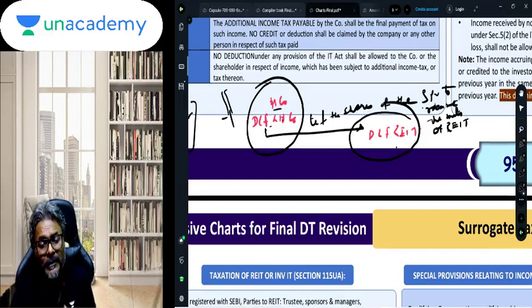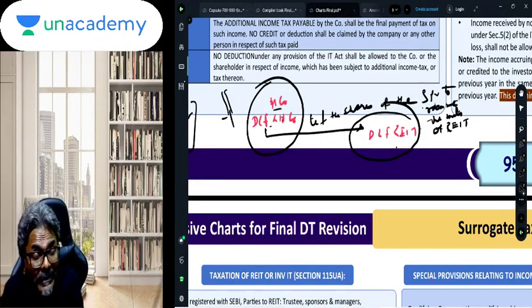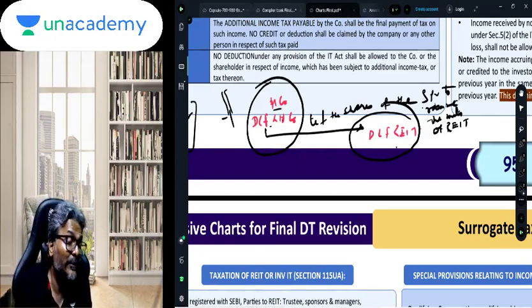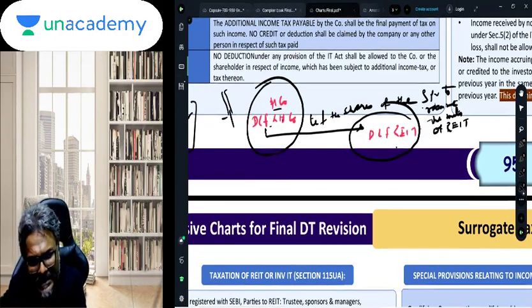In the hands of whom? In the hands of the transferor. And who is the transferor in my example? DLF Limited. Why? Because they have transferred the shares of the SPV to receive as a consideration the unit of the REIT. So this transaction is not considered to be a taxable transfer. That is point number one.